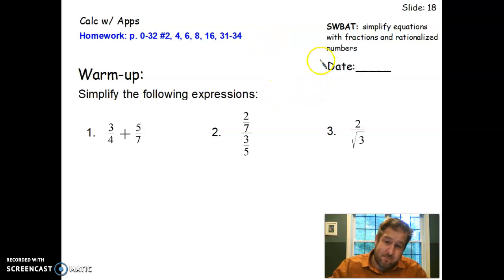P Helps with Math. This is for calculus, and this is lesson number 3 of Unit 0, and we are going to be simplifying equations with fractions and rationalized numbers. So starting off with this warm-up, we have kind of a basic question here.